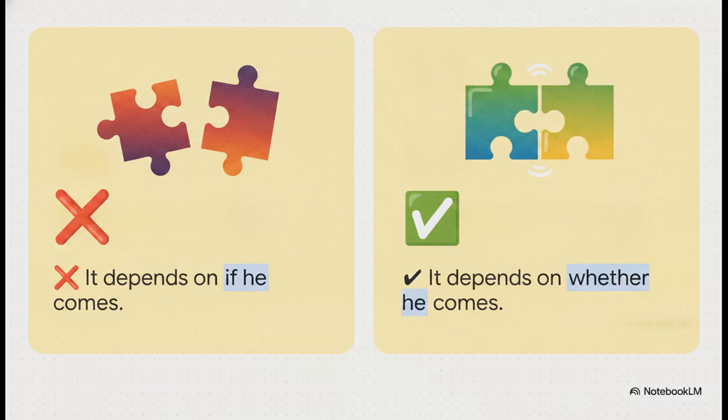Here is another sneaky one involving prepositions. You might be really tempted to say, "it depends on if he comes," but the strict structural rule here is that when you have a preposition, like on, in, or about, you must use whether, not if. So it correctly becomes, "it depends on whether he comes." Honestly, whether is generally more formal and flexible anyway, so substituting it in is a great habit to build for both your writing and speaking.